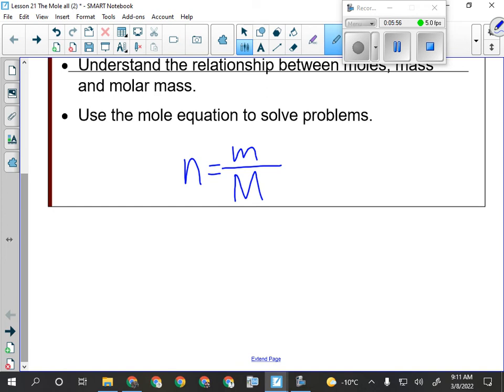48. Okay, if I had 48 moles, I'd have 4 times that 6.02 times 10 to the 23. Okay, little m stands for mass, and that's in grams. And big M stands for molar mass, and that's in grams per mole.